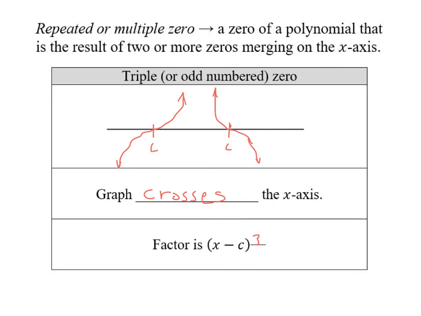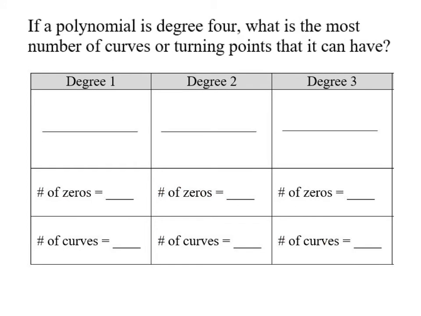All right. The last relationship we're going to look at is how many turning points or curves a polynomial can have given its degree. So if you had a degree 4 polynomial, what is the most number of curves or turning points that it could have? Let's start out with degree 1, 2, and 3 and see a pattern there. Of course, degree 1 will cross the x-axis at one location, so it has 1 zero, and therefore it has no curves, right, because it's linear.